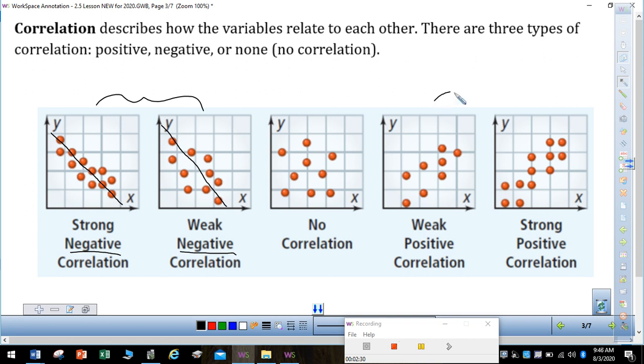Now if we look at the last 2 pictures over here, we're going to see that both of these are positive correlation because the line that we would draw through them, the line of best fit, would have a positive slope, and again it's stronger if they're closer together, it's weaker if they're further apart. Now the last one, there's just no correlation. We really cannot draw a trend line through this. There's really no relationship between what we're comparing.